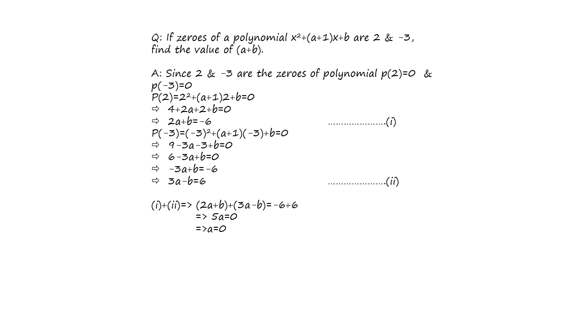If a equals 0, we can put the value of a in any one of the equations, either 1 or 2. So putting the value of a in 1, we are getting b equals minus 6. So thus, a plus b is 0 plus 6 is 6. 6 is the answer.